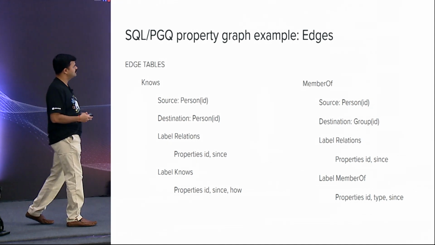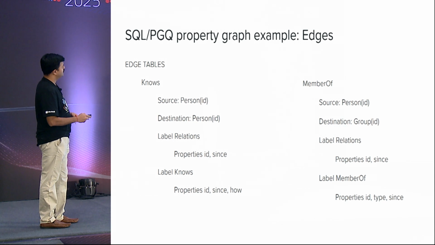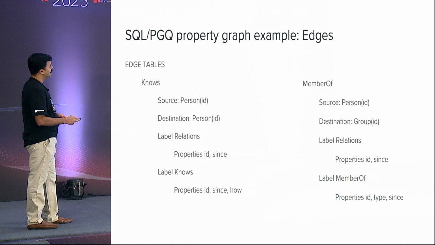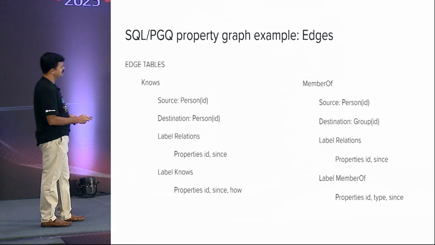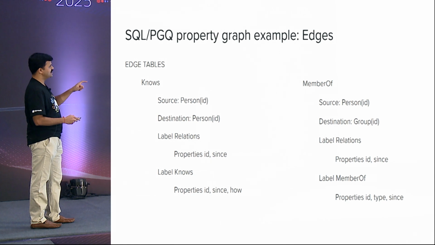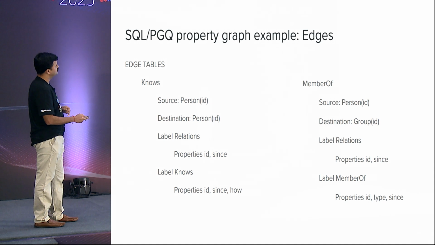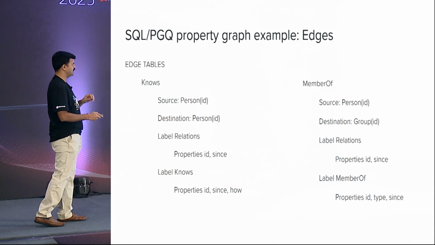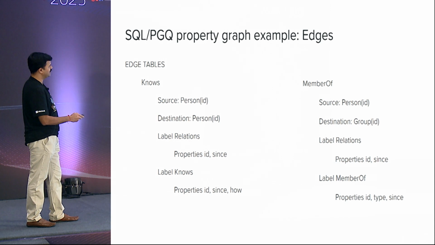Coming to edges, well, I have added some fun here. So we have edge tables, which is knows and member of, that we have seen, for which we give the source and destination keys. Both is person ID, because knows is a relation from a person to another person. So the source and destination all look the same, but these IDs will be different. It will be the IDs of two different persons connected by relation knows.